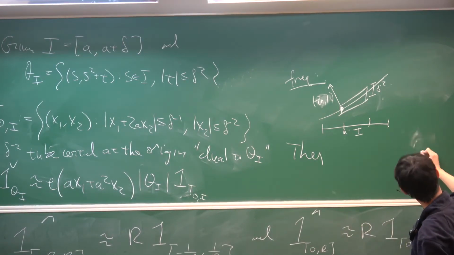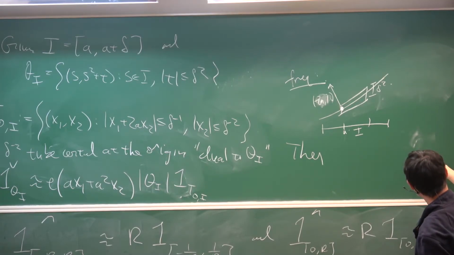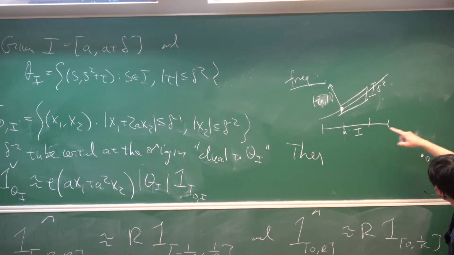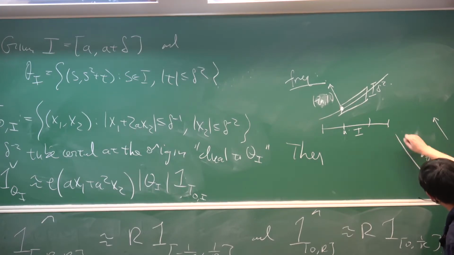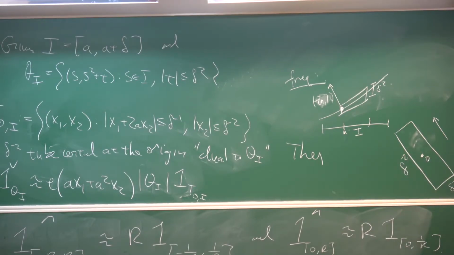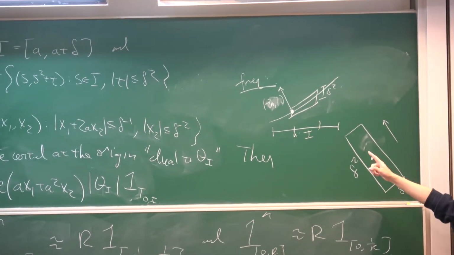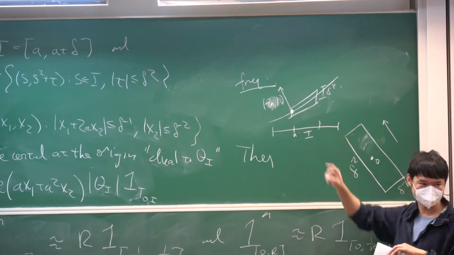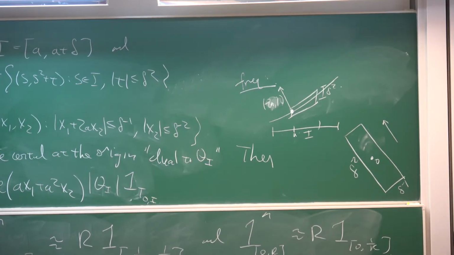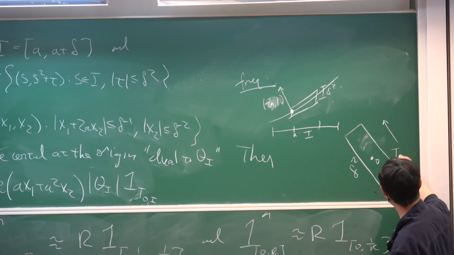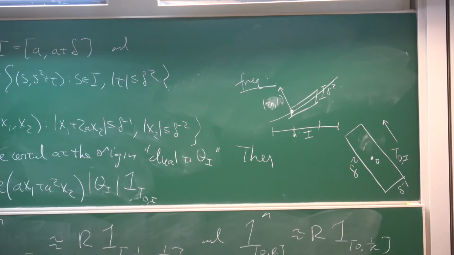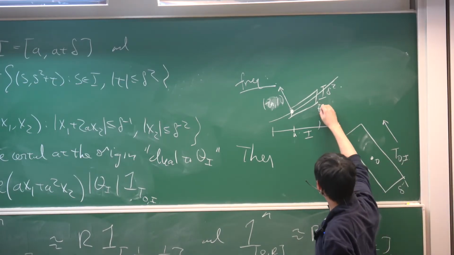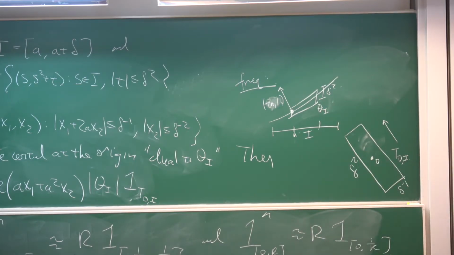And then on the spatial side, for the tube centered at the origin, I'm going to take this direction. I'm going to draw a delta to the minus 1 by delta to the minus 2 tube, centered at the origin, pointing in the same direction. Strictly speaking, I should be drawing a parallelogram here, just like I should be drawing a parallelogram here, but if I dilate it slightly, it makes no difference. So this is T of I, and this is theta. That's what this is saying.